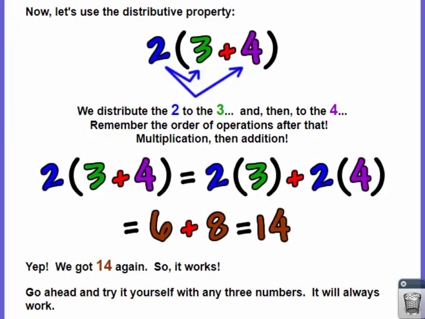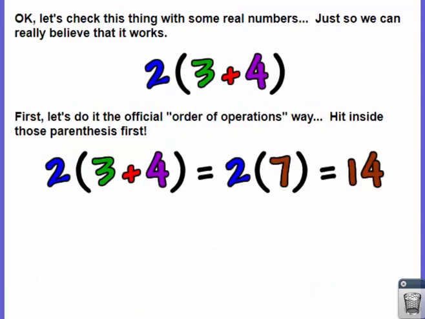Another way we could work this problem is to pass the 2 out to the 3. If you look at what distribute really means, distribute means to pass out, which is the root word for distributive. So I want to pass this 2 out to the 3, and pass this 2 out to the 4, and then we add their products together. So we've got 2 times 3, which is 6, and 2 times 4, which is 8, and if I add those two together, I still get 14, the same answer I got with order of operations.